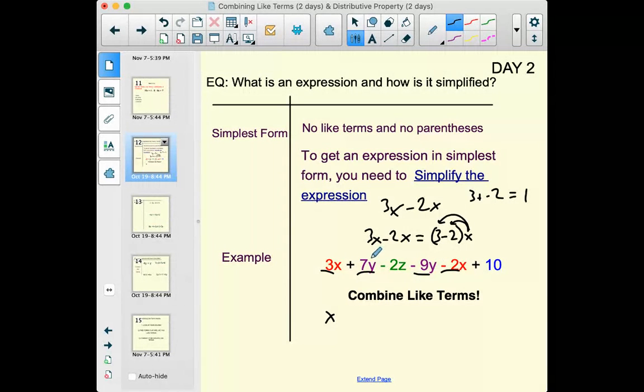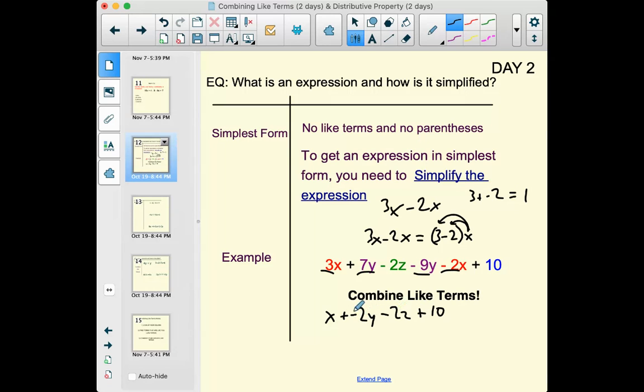So that's how I combine the x's. If I look at the y's, I have 7y and negative 9y. If I add those coefficients, 7 plus negative 9 gives me negative 2. So I could write plus negative 2y. I'll do that for now. I can write that simpler, I'll do that in a minute. Okay, so I combined my y's. Z is all by itself because there's no other z's to combine that with, so that stays the same. And same with the number. You don't necessarily be able to combine all your terms, but any like terms you want to combine together. So I have x plus negative 2y minus 2z plus 10.